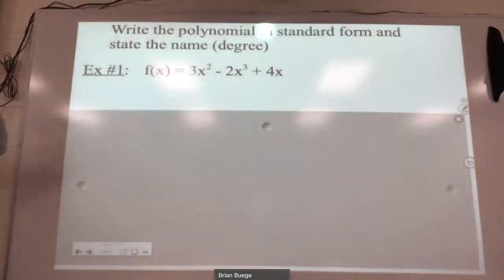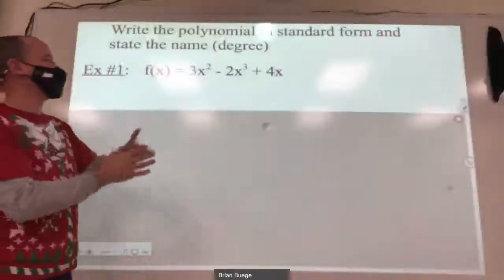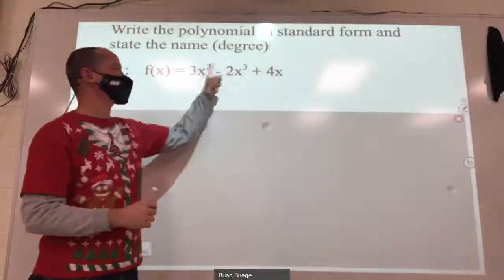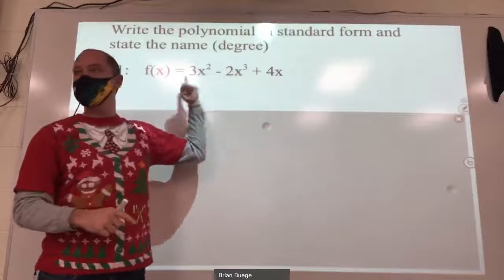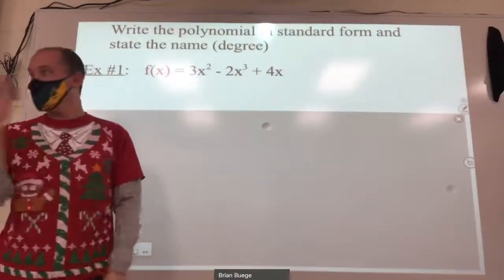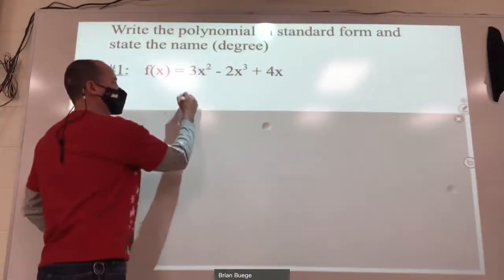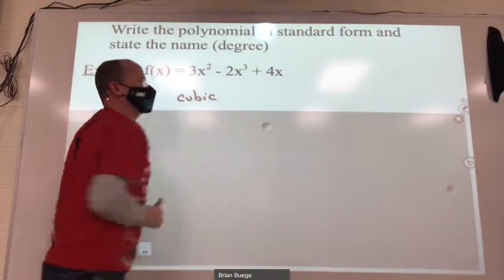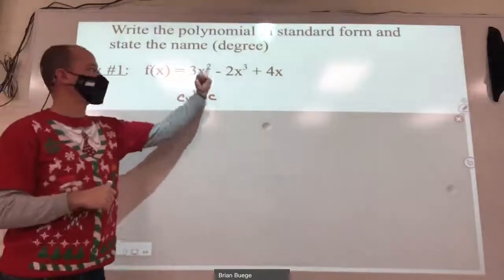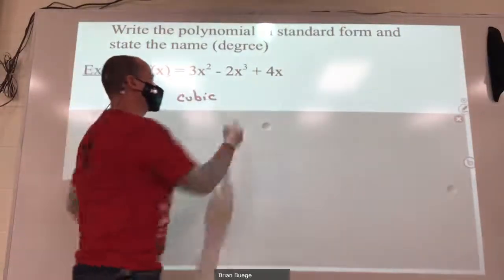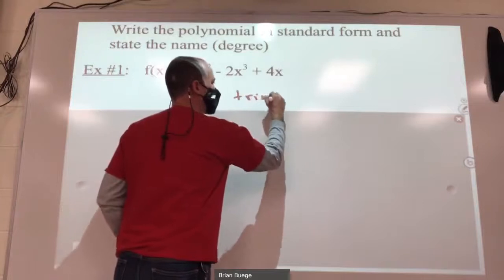Okay, so if we take a look, let's do a few examples here together. First question: what's the highest degree? Okay, now I cannot combine those. Keep in mind I can't combine these because I have x's, x squareds, and x cubes. They're not the same, so I got to keep them separate. What's the highest degree of the terms? 3, right? So this is cubic. How many terms do I have? 3. I've got the 3x squared, the 2x cubed, and the 4x. So this is what's called a cubic trinomial.